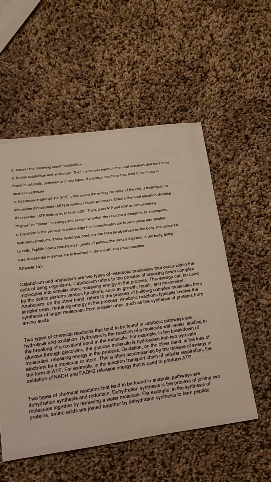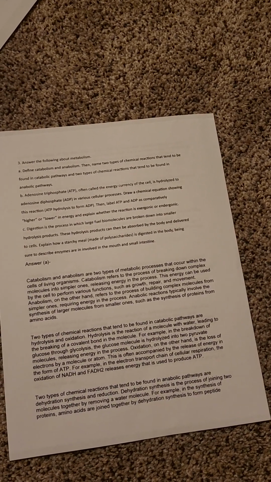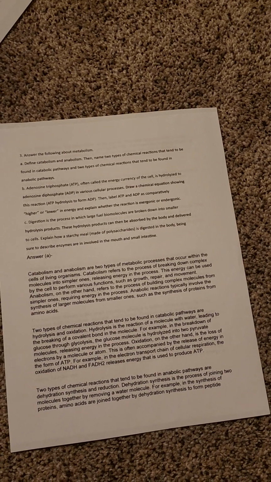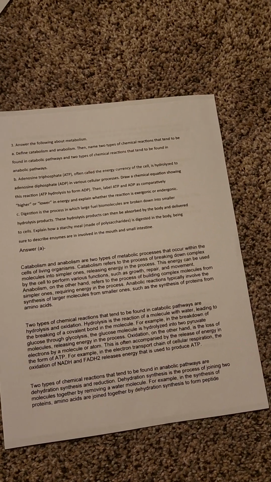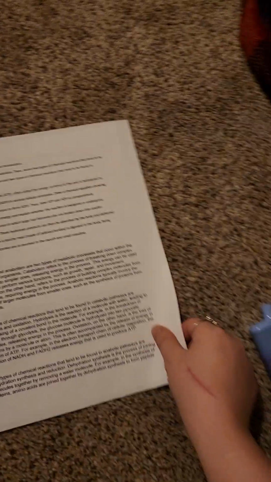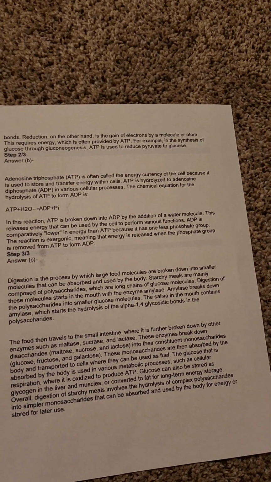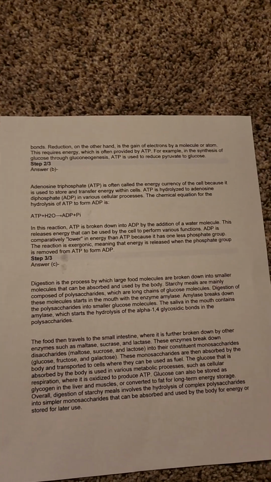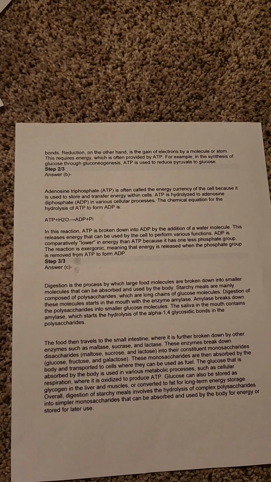2 types of chemical reactions that tend to be found in anabolic pathways are dehydration synthesis and reduction. Dehydration synthesis is a process of joining 2 molecules together by removing a water molecule. So, for example, in the synthesis of proteins, amino acids are joined together by dehydration synthesis to form peptide bonds. Reduction, on the other hand, is the gain of electrons by a molecule or atom. This requires energy, which is often provided by ATP. So, for example, in the synthesis of glucose through gluconeogenesis, ATP is used to reduce pyruvate to glucose.